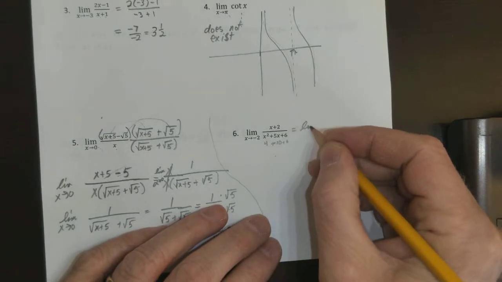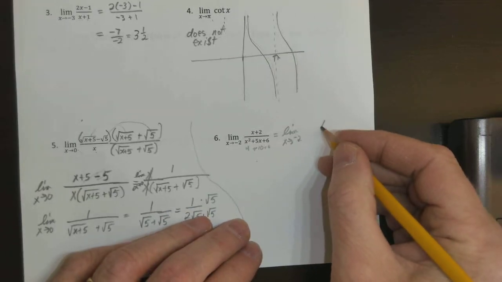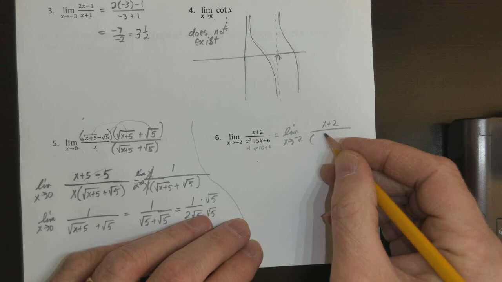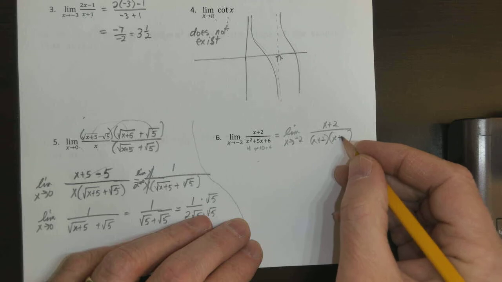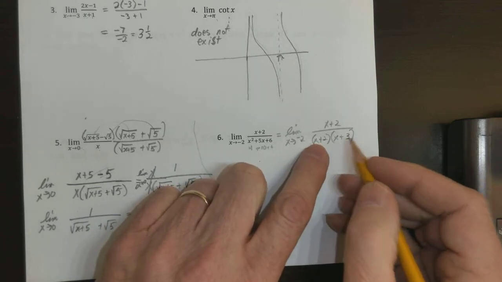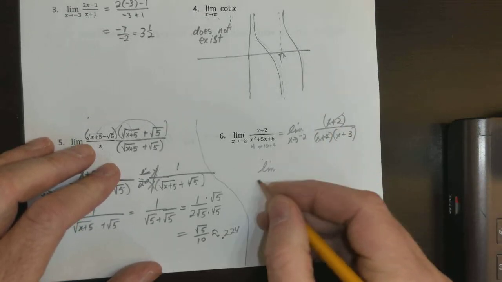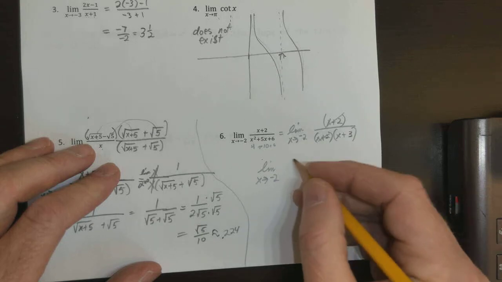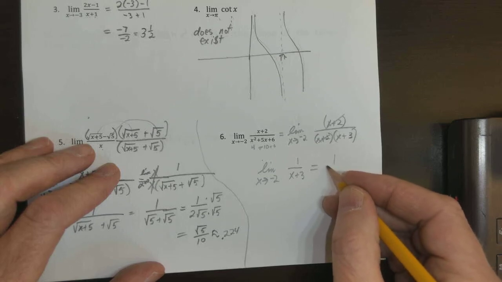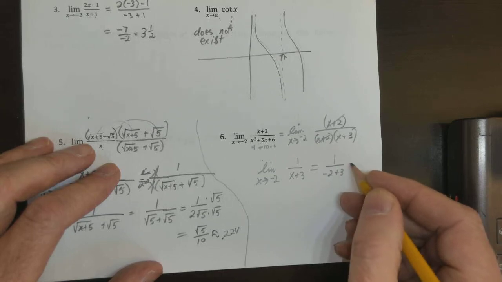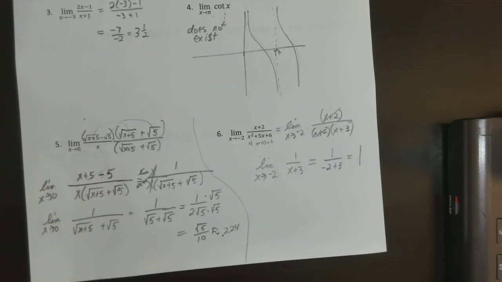So the limit as x approaches negative 2, x plus 2 over, I'm going to factor this, x plus 2 times x plus 3. Multiplies to 6, adds to 5. That's what we need. The x plus 2's cancel. So now we got the limit as x approaches negative 2 of 1 over x plus 3. With direct substitution, that's 1 over negative 2 plus 3, which is 1 over 1, which is 1. And there's number 6 done.